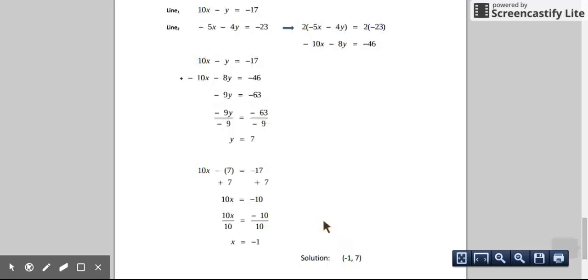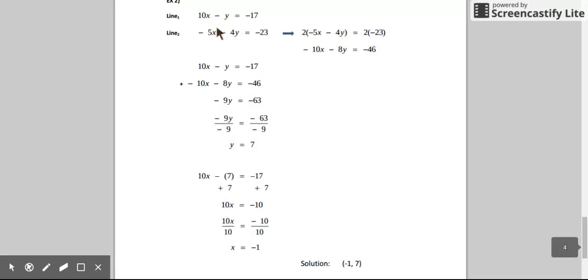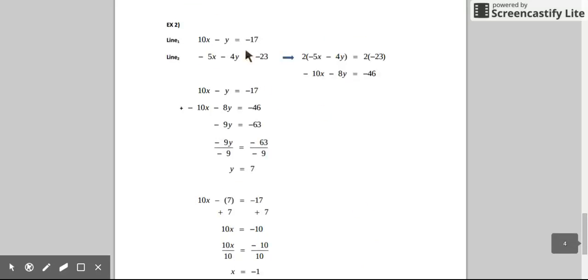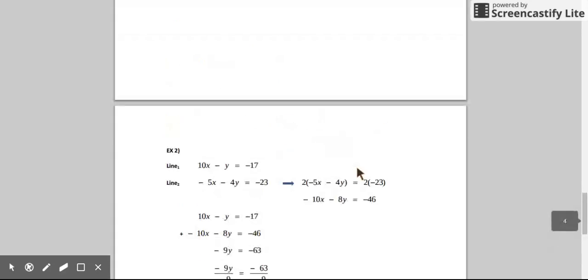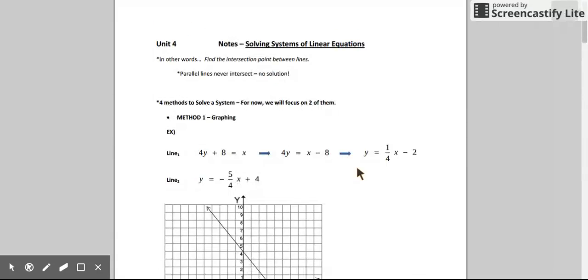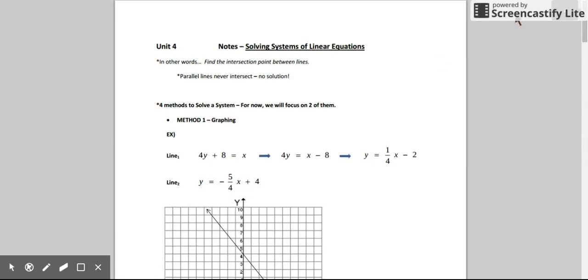And again, you can always check. You can plug your solutions back into either equation. You want to check both of them. And if we get true statements, then we know that our answer is correct. We can also maybe use a graphing utility, and we could graph these to verify as well. So there's an introduction to solving systems of linear equations, or more simply, just finding the intersection point between the lines.